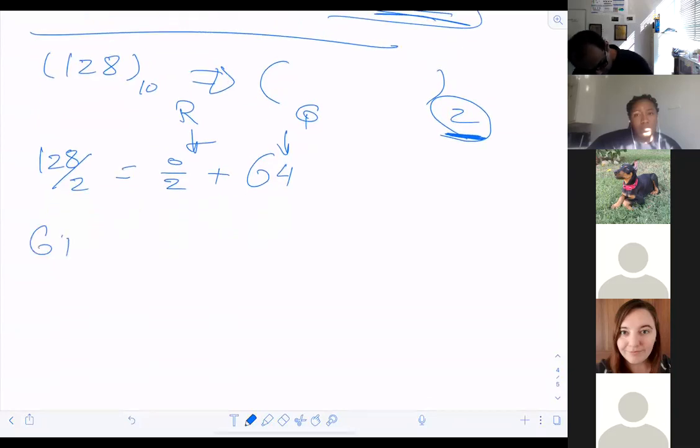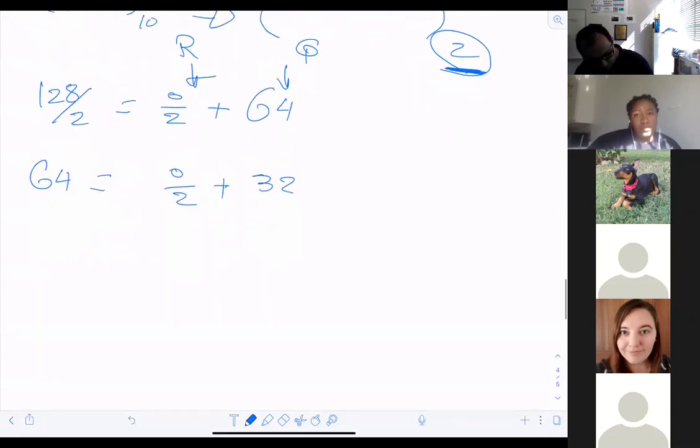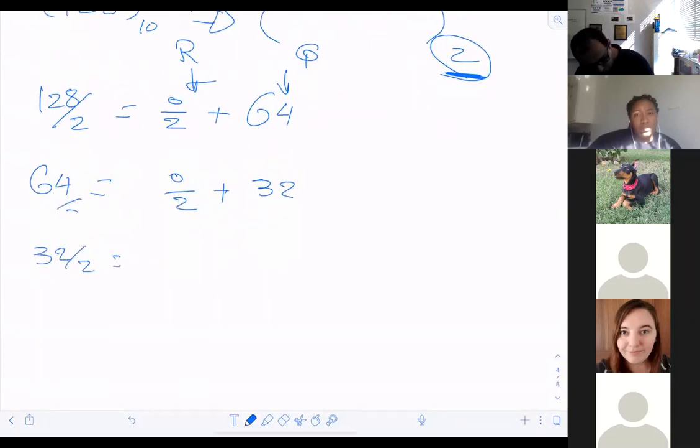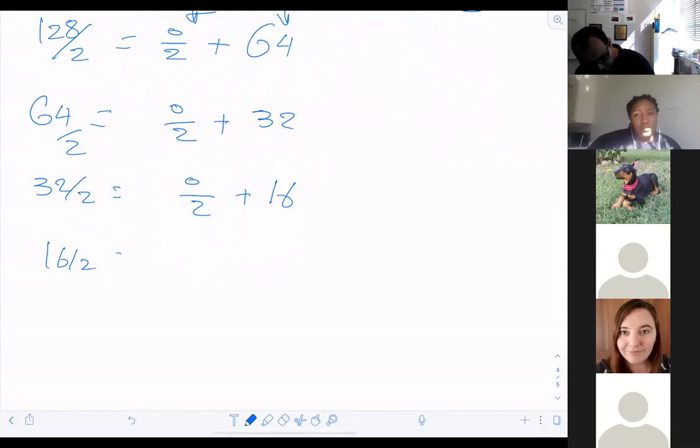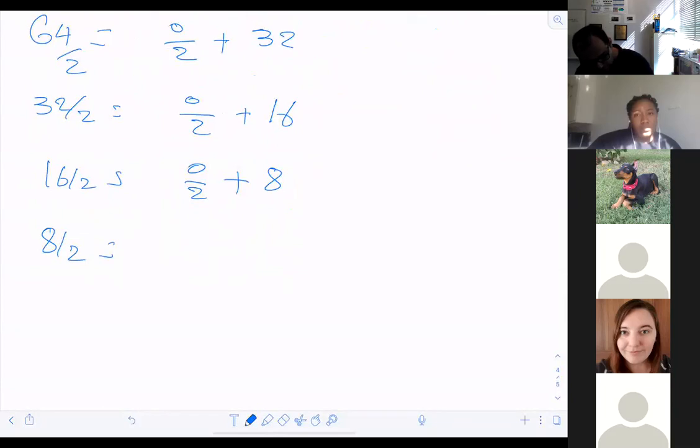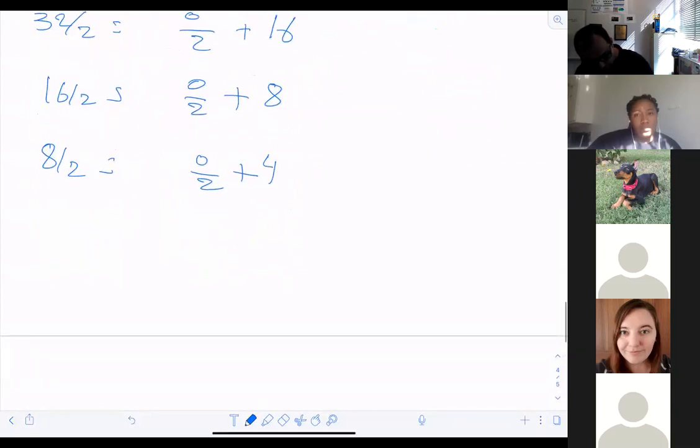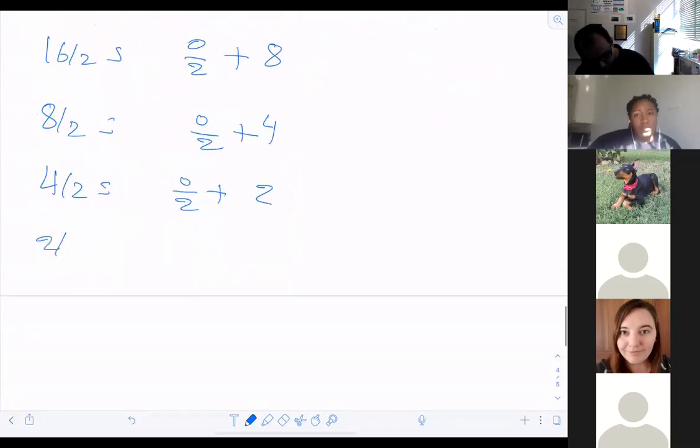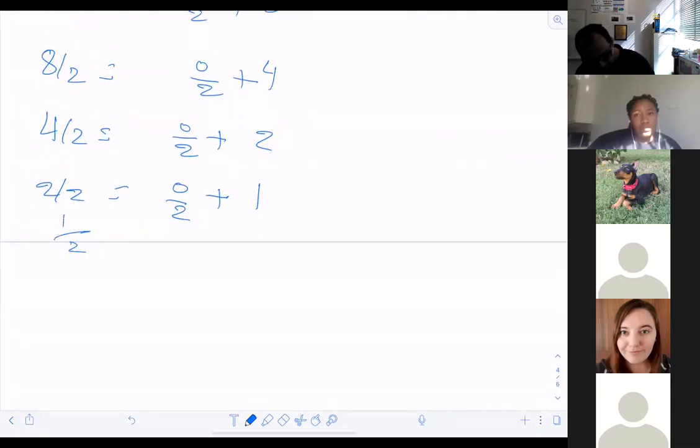Now 64 is equivalent to 32 plus 0, 2. 32 divided by 2 is 16, 0, 2. 16 divided by 2 is 8, 0, 2. 8 divided by 2 is 4, 0, 2. 4 divided by 2 is going to be 2, 0, 2. 2 divided by 2 is going to be 1, 0, 2. We cannot close until we see half, so going to be half. It's going to be here. We see here in the quotient 0, we are done. Right?